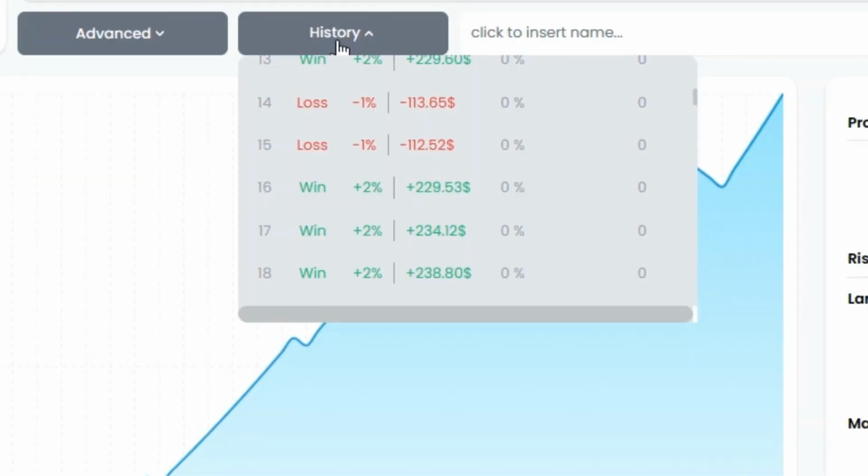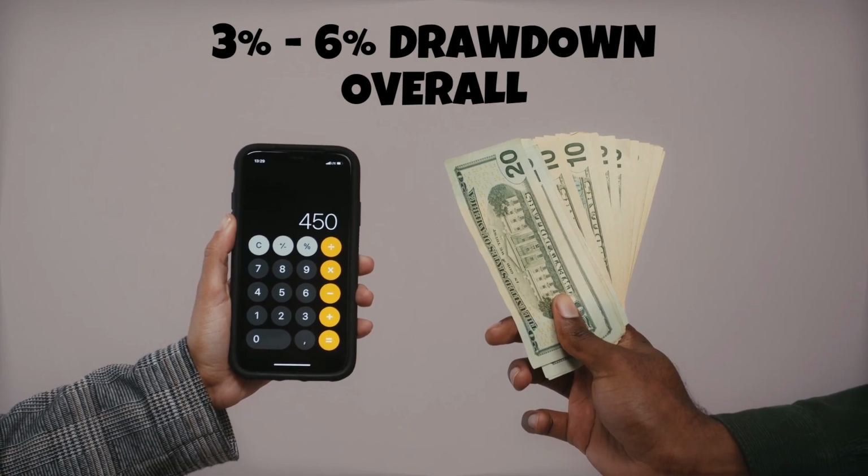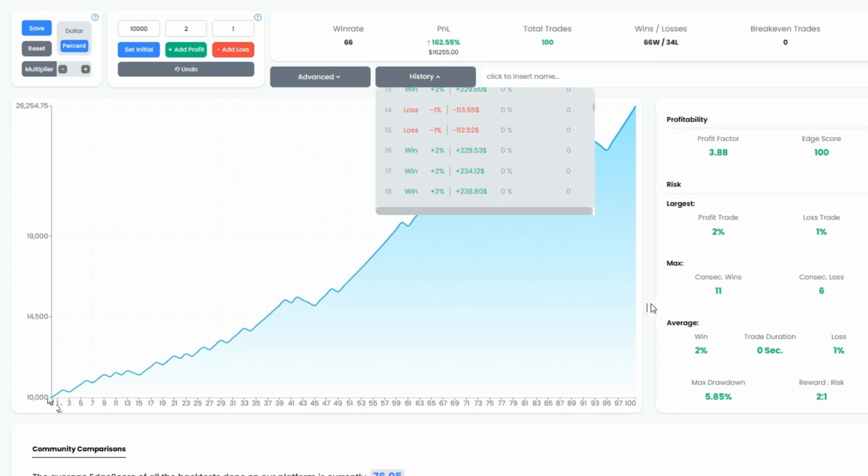We were in no major drawdown on the account. If you're risking 0.5 to 1% per trade, you've only been 3 to 6% drawdown, that keeps you well within your 12% overall drawdown rule.